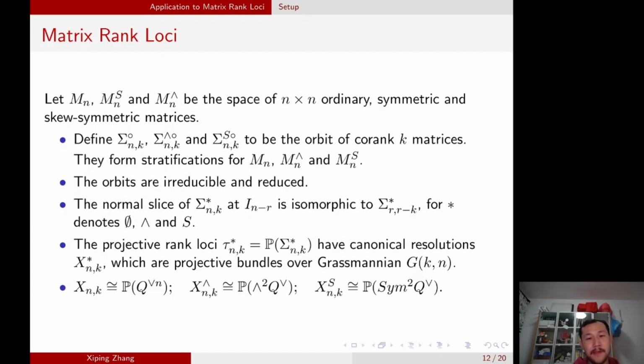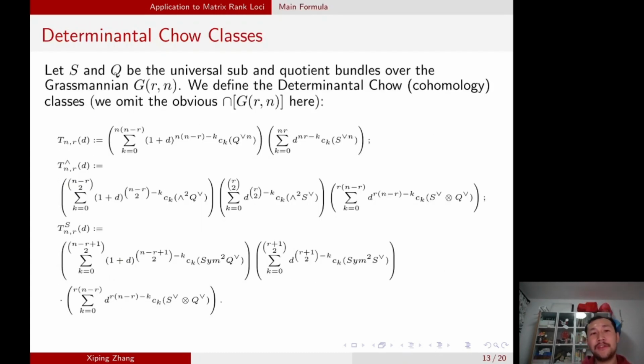Okay. We are going to define the following Chern classes, and if you work in complex settings, they are actually cohomology classes. We let S and Q be the universal sub and quotient bundles, and so for the ordinary case, we define the T class. Here d is any integer. This is the variable here at the chain. n and r denote the size and corank.